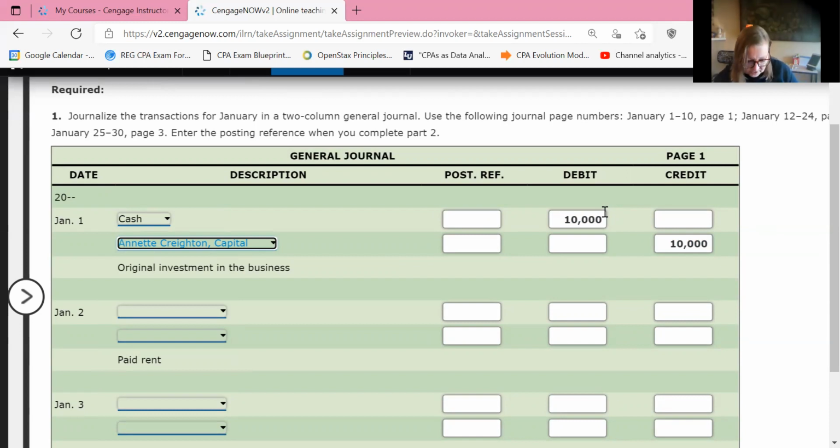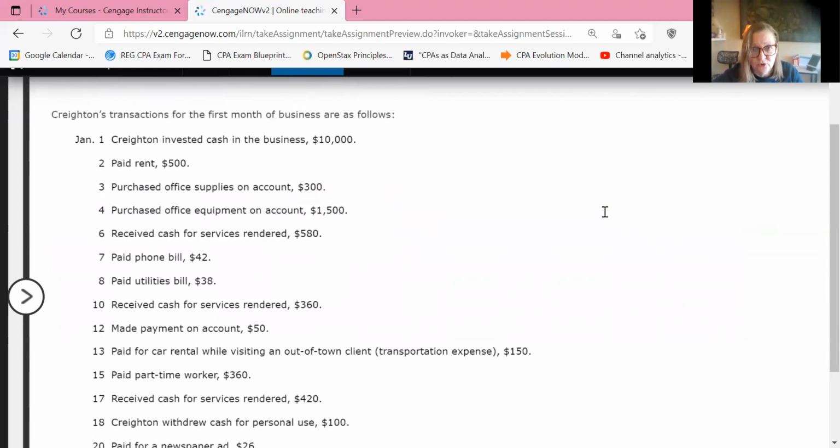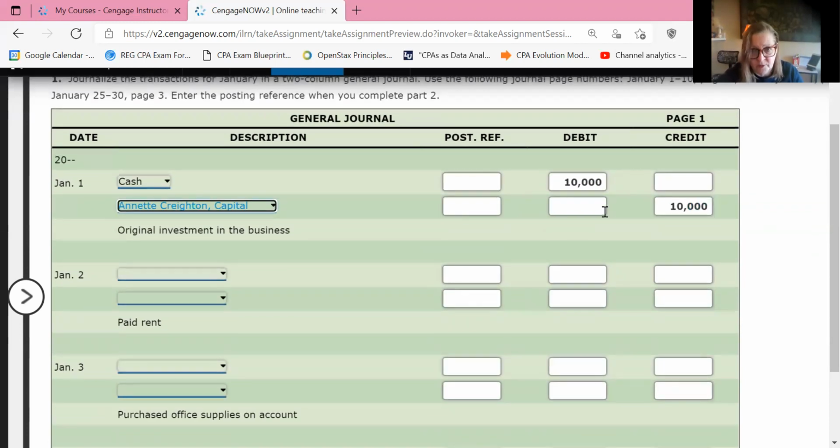Then the other thing we need to do is find the account numbers. We're looking at the chart of accounts for that. It's presented in the book right before that, and it's listed right here. So you could still do the problem easily with just this screen, you'd just be flipping back and forth more than I will be. The account number for cash is 101. I'm looking at the textbook, which is how I know that. And the account number for Crichton Capital is 311.